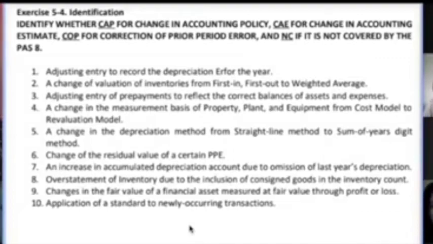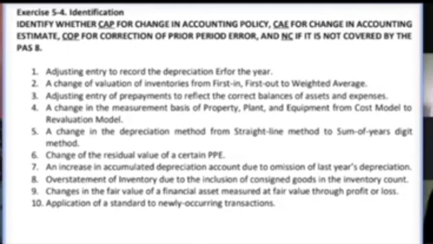Very important, class. Do not limit your understanding of errors to wrong amounts. Omissions will also be a source of error. If there's something that needs to be recorded but was not recorded, was omitted from the records, then that is also an error. Do not forget that errors include omissions.